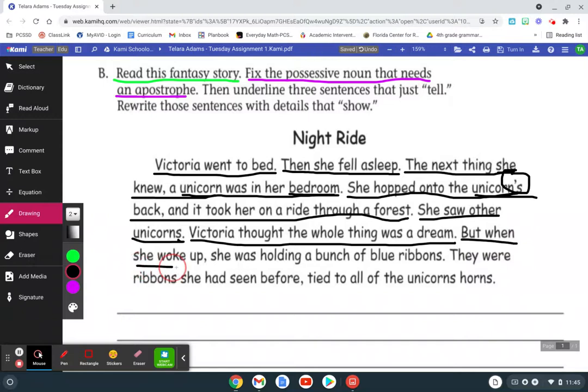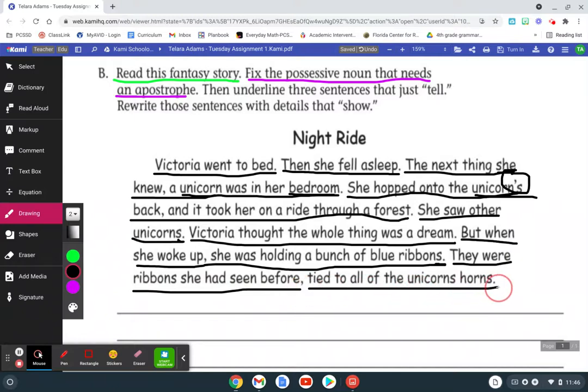But when she woke up, she was holding a bunch of blue ribbons. There's an S, but it just lets us know it's more than one. It's not possessive here. It's just what she was holding. Has to be in this last sentence. They were ribbons she had seen before, tied to all of the unicorn's horns. Okay, I know that you see it. We know that it's in this last sentence.